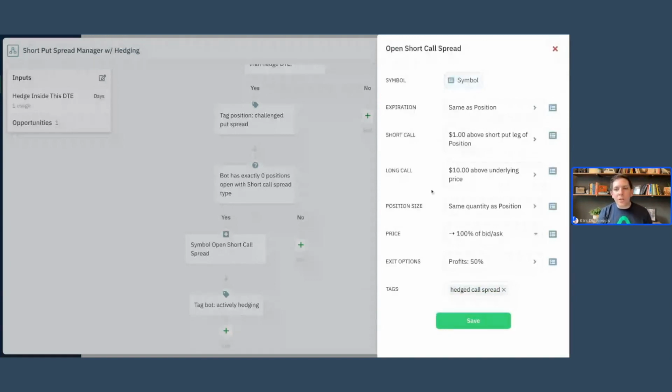But now what you're doing is you're using trade ideas to get into a trade. You're putting it in a bot that already has automations and management strategy built into it, however you want to build it, to hedge the position. And then you hedge the position.